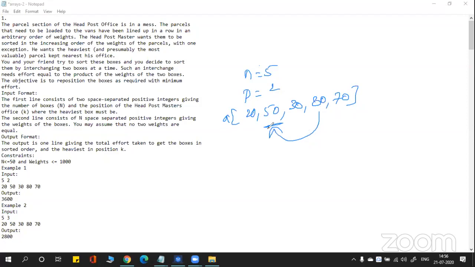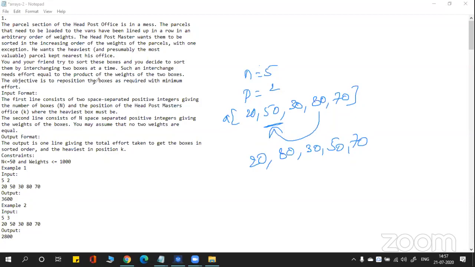Yes, I want my 80 to be here. Okay, so after that, what? If I want my 80 here, then 50 goes to that position. So if you observe, after arranging, my positions should be 20, 80, 30, 50, and then 70. Yes, 20, 80, 30, 50, and 70.